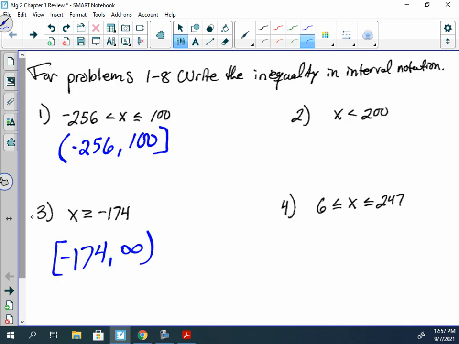Number 4. That's the variable x. So how would we read this? 6 is less than or equal to x is less than or equal to 247. So we're saying that it's considered to be all the numbers between 6 and 247. So it'd be bracket because of the equal sign, 6 comma 247, bracket. We're using x to define any number between those two.